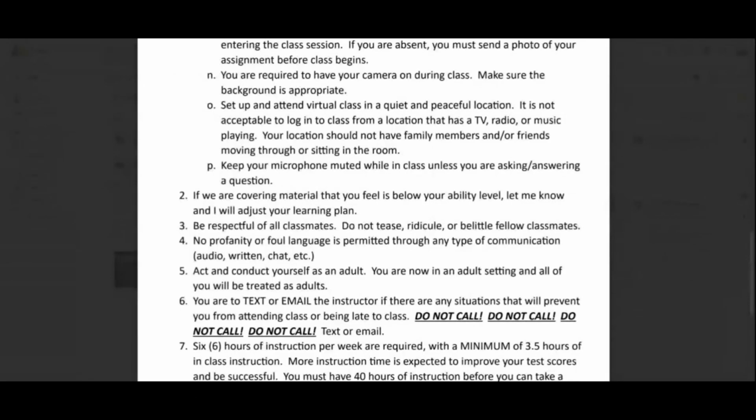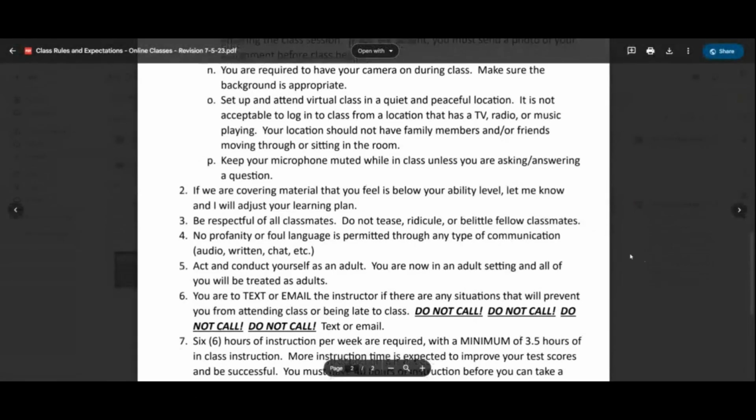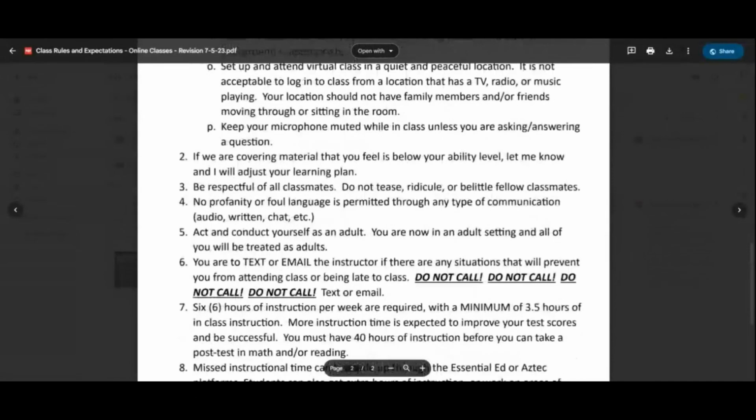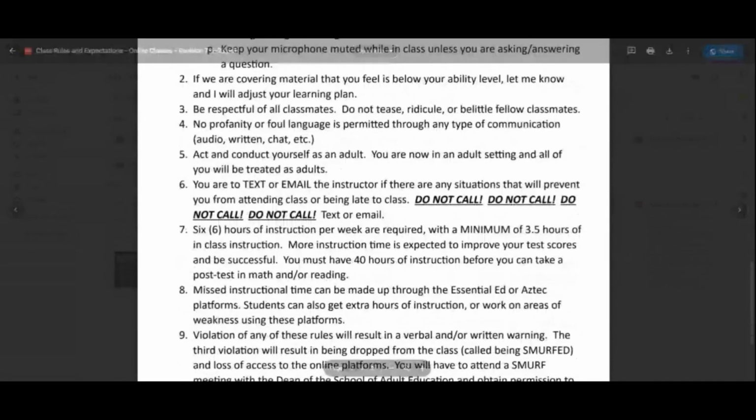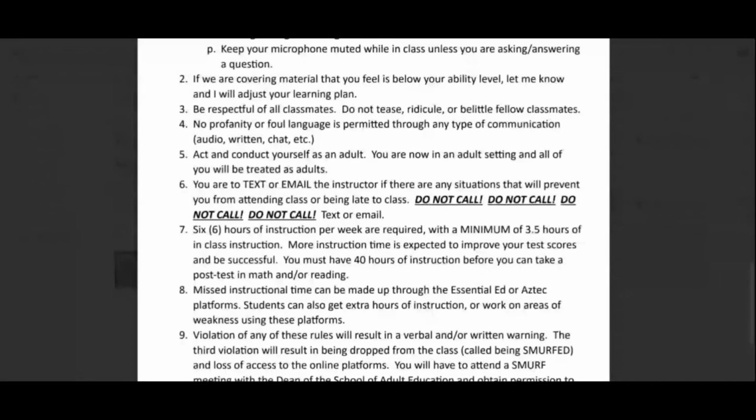Number 3, be respectful of all classmates. Don't tease, ridicule, or belittle fellow classmates. No profanity or foul language. Act and conduct yourself as an adult. You're now in an adult setting and all of you are treated as adults, even those of you that are underage. You're still treated as adults because you are in an adult situation. You're not in Kansas anymore, Toto.